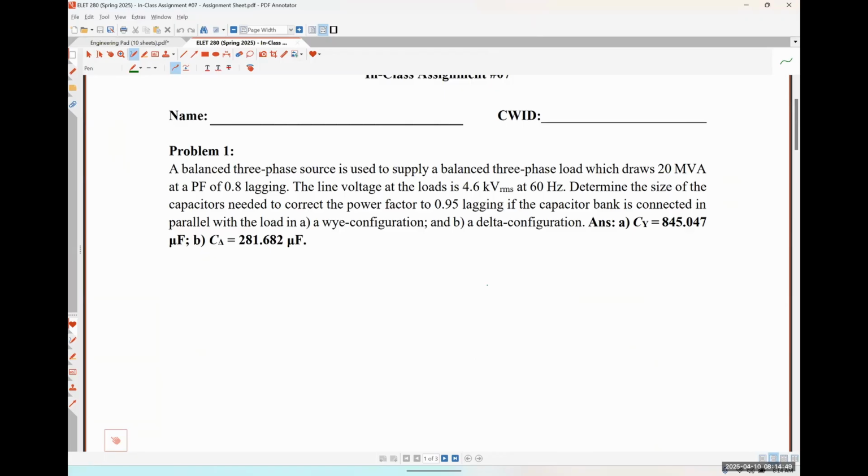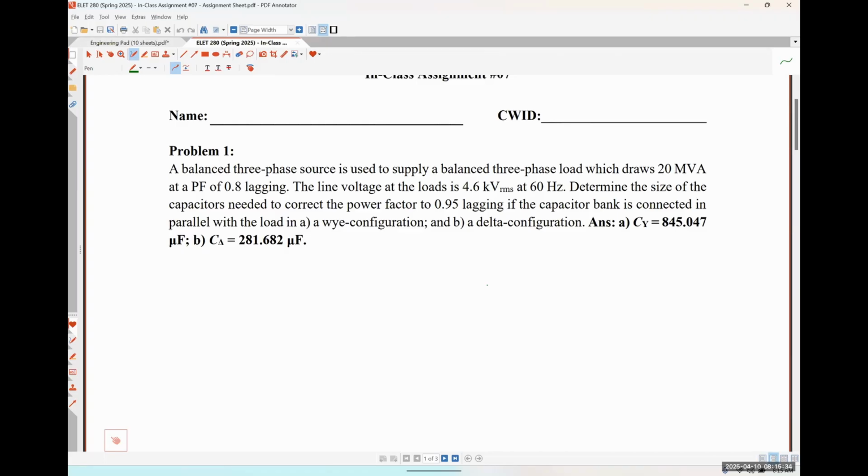In this first problem, we are told that we have a balanced three-phase source supplying a balanced three-phase load, which is drawing a total of 20 megavolt amperes at a power factor of 0.8 lagging. Okay. We are told that the line voltage at our loads is 4.6 kilovolts RMS, and our excitation frequency is 60 hertz. We are asked to determine the size of the capacitors needed to correct the power factor to 0.95 lagging if the capacitor bank is connected in Y, and also if it is connected in delta.